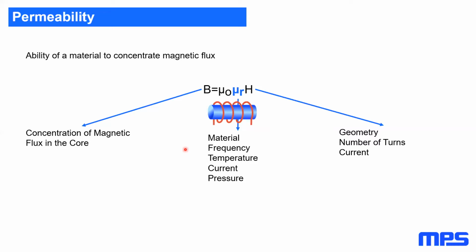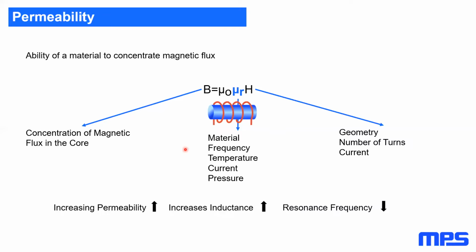When we increase the permeability, we will increase the inductance value of the inductor, but the resonance frequency point will be lower, so it's going to drop earlier. It's not so critical, but it's something you need to know, that the resonance frequency point is shifting to the left.